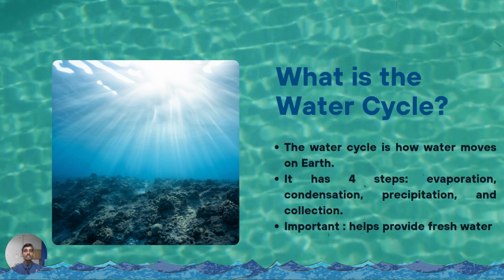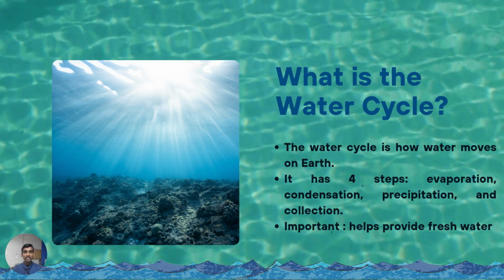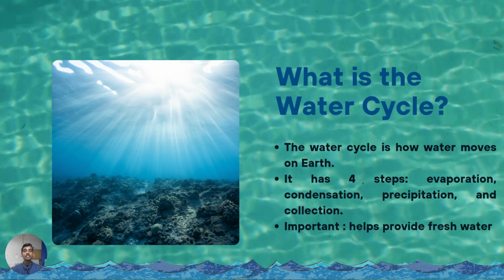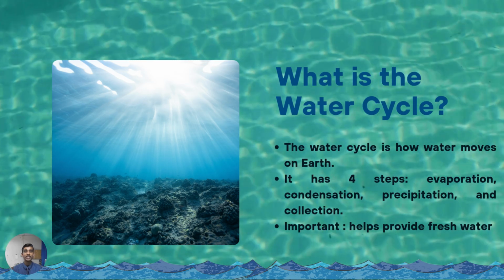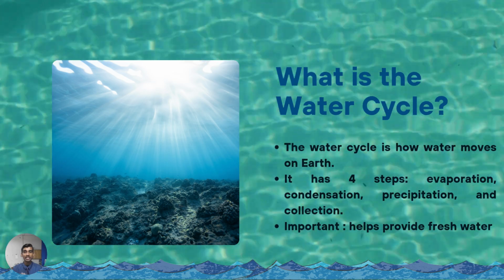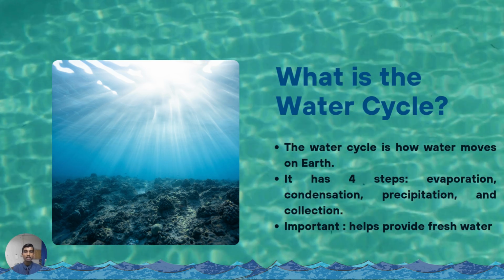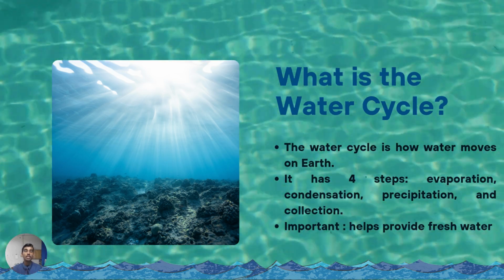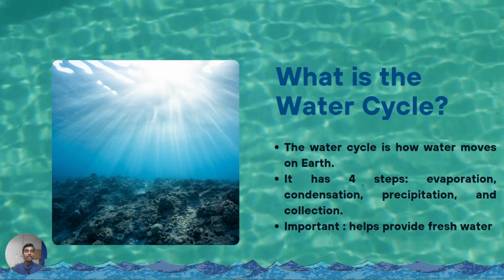That is, first stage is evaporation. This is when the sun heats up the water in the sea or rivers and turns it into vapor. The water vapor goes up into the sky, and the second stage is condensation. The vapor cools down in the sky and changes into tiny water drops. These drops come together to form clouds. So the third stage is precipitation.